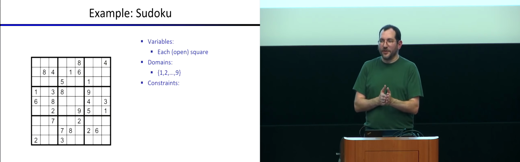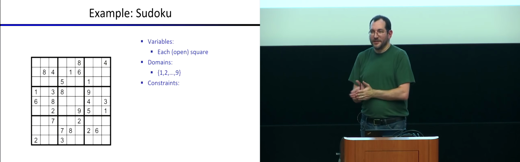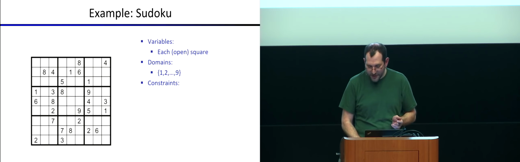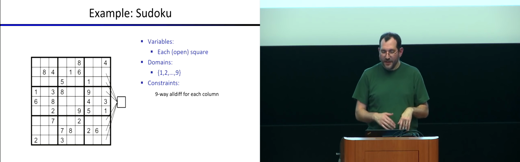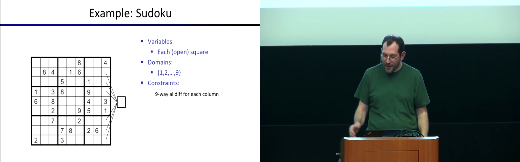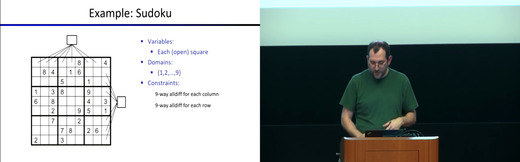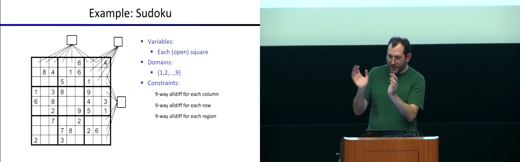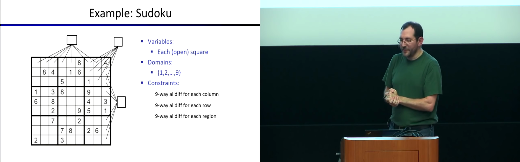How many people have played Sudoku? Okay, Sudoku's fun. The variables are the open squares, the domains are 1 through 9. The constraints here say that for each column, they all have to be different. For each row, all the digits have to be different. And also for each little region, they all have to be different.